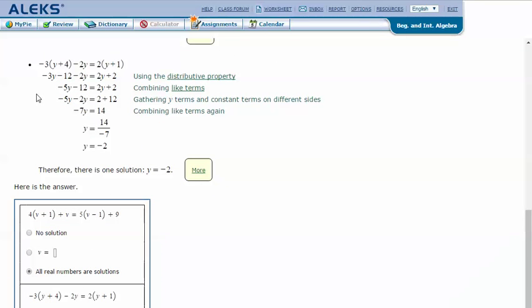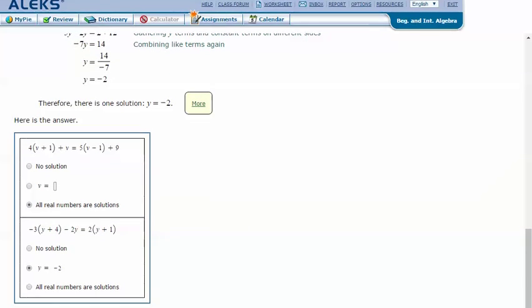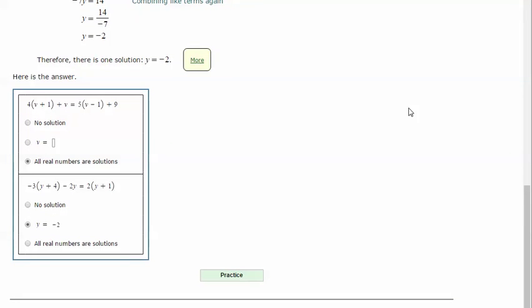And then this one, go through using the distributive process to solve and combining like terms. We get negative 7y equals 14. Divide both sides by negative 7. And so y equals negative 2. And so then there's only one solution for this one, y equals negative 2. And so here's how those would be marked. All real numbers are solutions, and then when you mark this one, it just has y equals, then you'd have to type in negative 2.